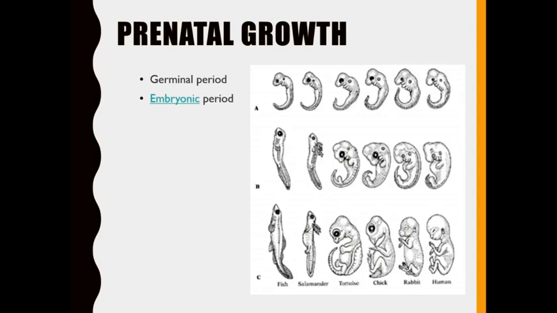I mean, look at row C, rabbit versus human. I mean, they look different now, but not probably as different as you would expect, right? During the embryonic stage, it's really, really hard to tell the difference between anybody who has a spinal cord in the very earliest stages and then anybody who's a mammal as we go on, right?